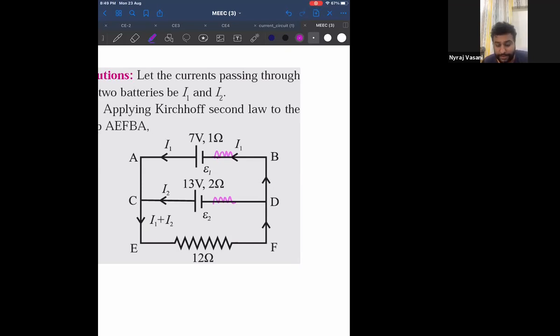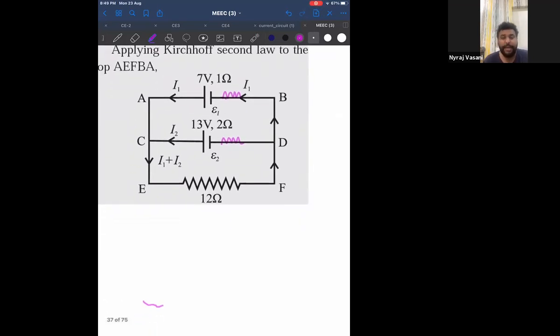Now please listen to me carefully. Let us apply KVL to the loop A, C, D, B, A. Loop means you start and end at the same point, correct? That is a loop. So I started at A, I'm ending at A. Please listen to what I say.